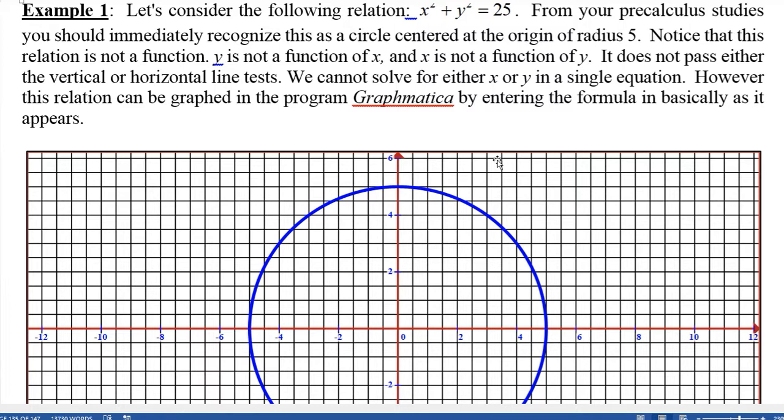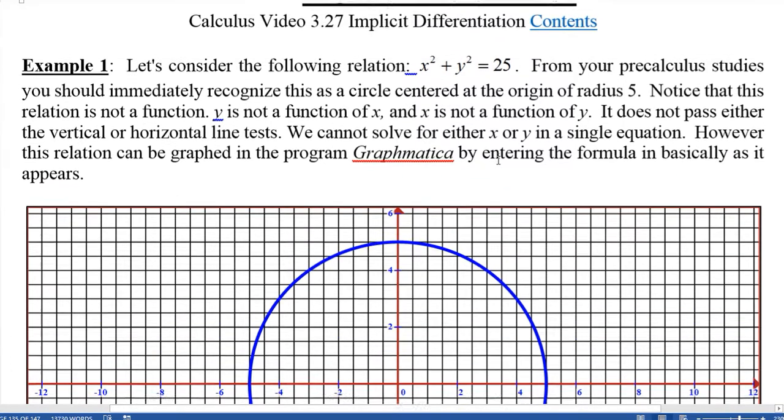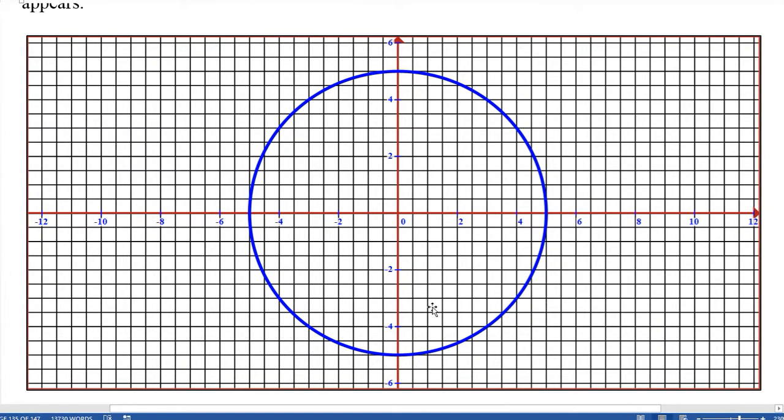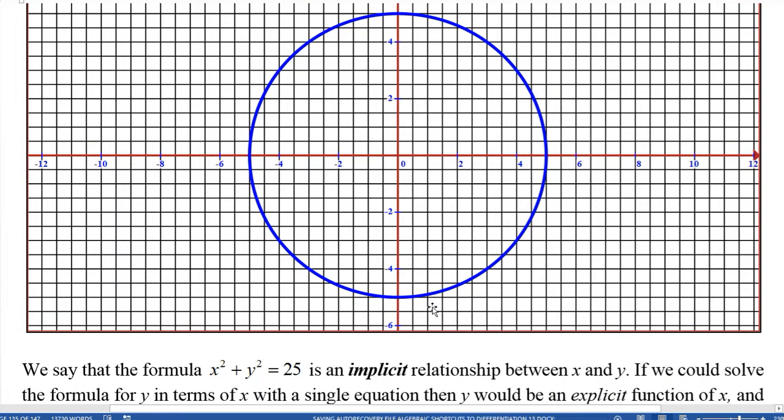Y is not a function of x. X is not a function of y. It doesn't pass the vertical or the horizontal line test. We can't solve for y in a single equation in terms of x, nor can we solve for x in a single equation in terms of y. But we can graph it in Graphmatica, and you just pretty much type it in like it looks, except you use the little Shift 6 caret thing for powers, and you get this graph.